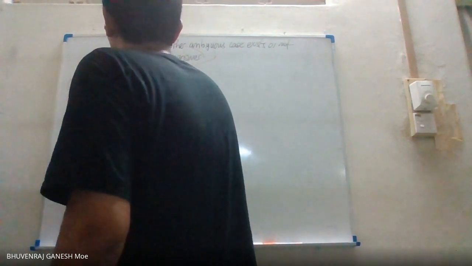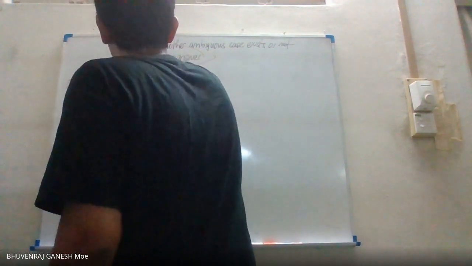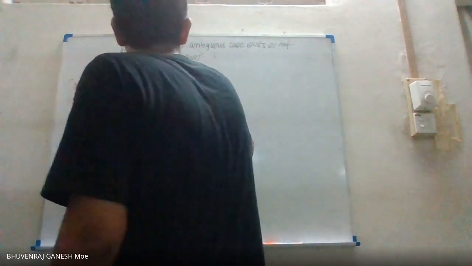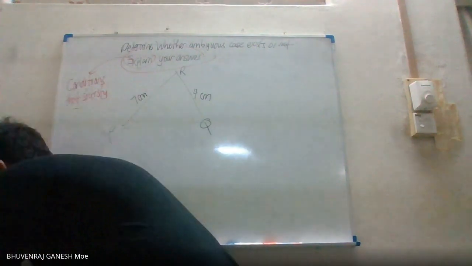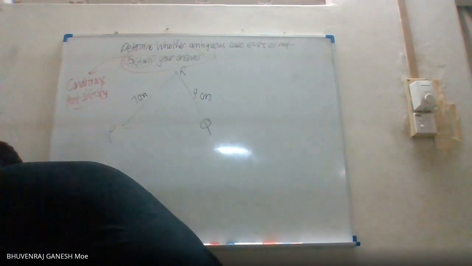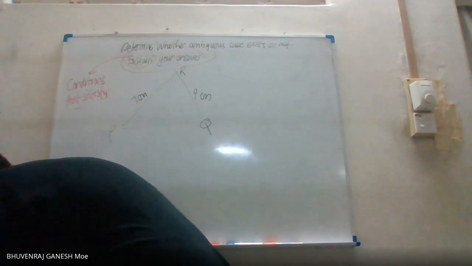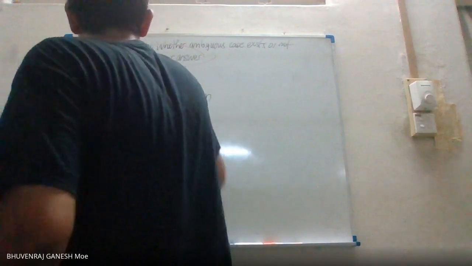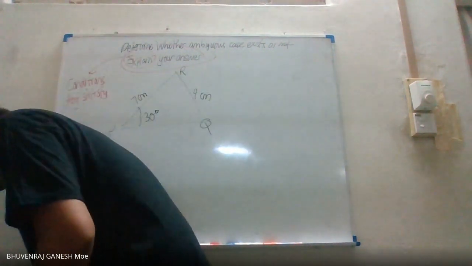So P, Q, and R. PR they give 7 cm, QR 4 cm, and then they ask you to find whether it has ambiguous case or not. So let's see. Here is 30 degrees. Angle RPQ is 30 degrees.